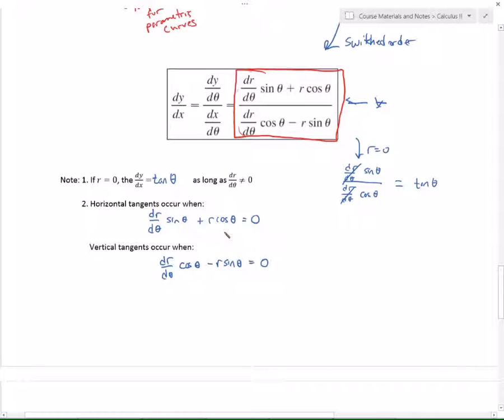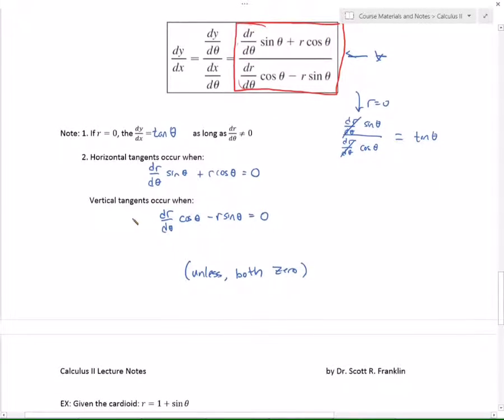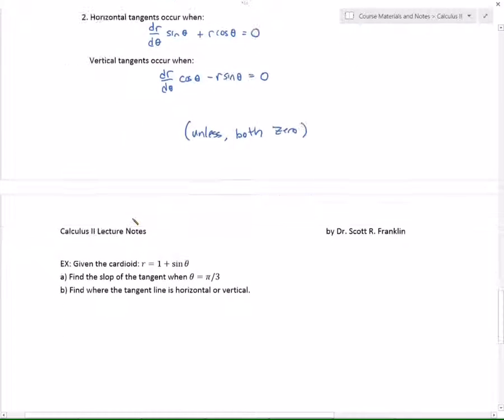Unless they're both 0. If they're both 0, then it's not a vertical or a horizontal tangent. And there's actually one of those points on the cardioid. That should be slope here, not slop.